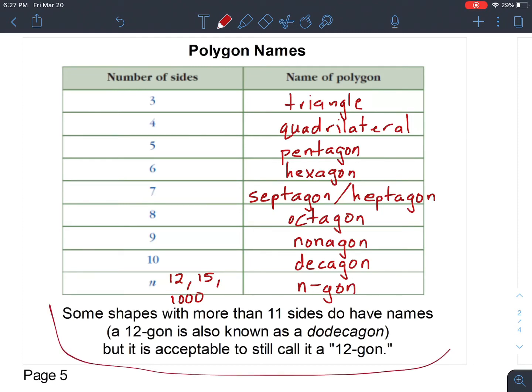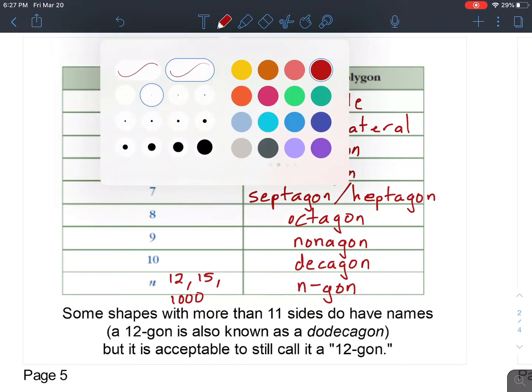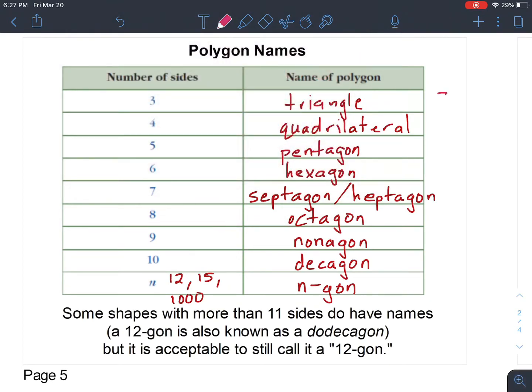And I do have this bit down here at the bottom. Some shapes with more than 11 sides do actually have a special name. So for example, a 12-sided shape is called a dodecagon, but it is still acceptable to call a dodecagon a 12-gon. Now, I've had some people in the past that thought it would be funny, and for example, they tried telling me a triangle is a 3-gon. I just want you to know I'm not going to accept that. You try to call a pentagon a 5-gon, I'm not going to accept that. When you use n-gon, I want you to know that n must be greater than or equal to 11.